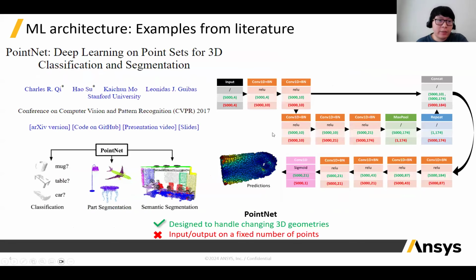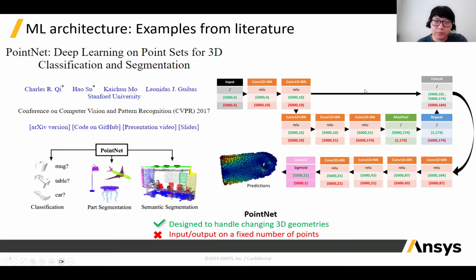So let's start by looking into the literature and see what is currently available to us that we can take for 3D geometry. One of the big ones is definitely PointNet, which, as you can see from the title, specifically mentions deep learning on point sets for 3D classification and segmentation. Initially when PointNet first came out, it was for a classification problem, but it has since been extended to regression models so that we can generate continuous predictions for different fields. An example of that is shown on the right here.